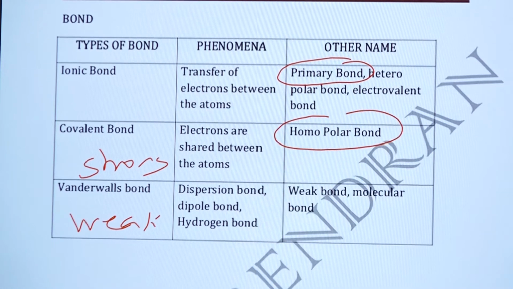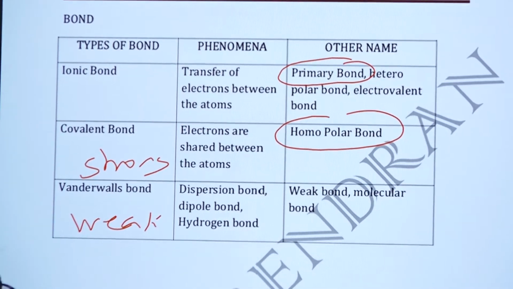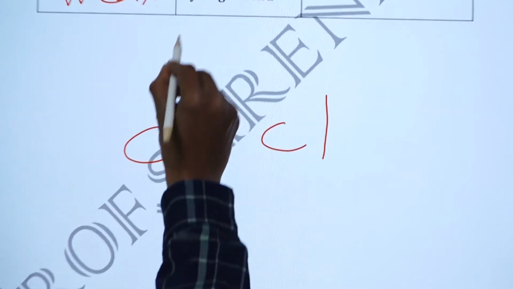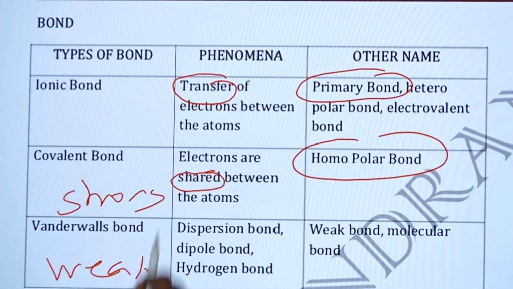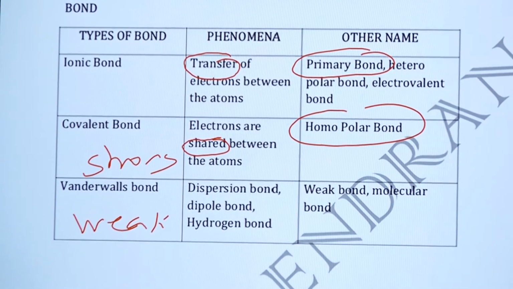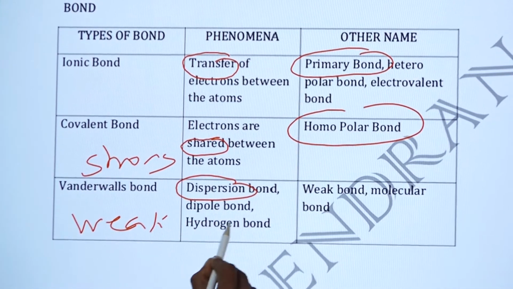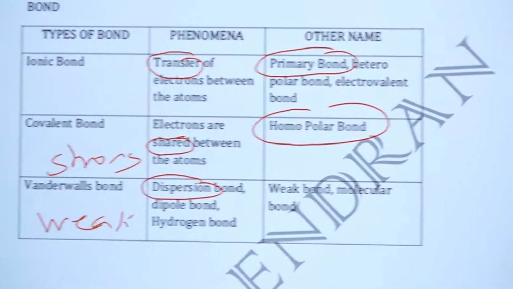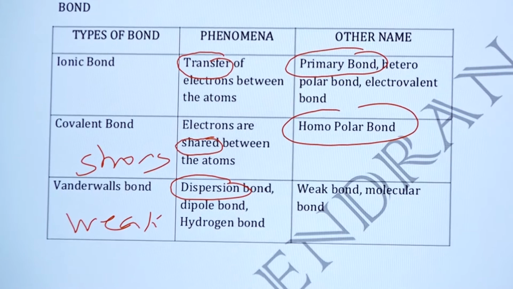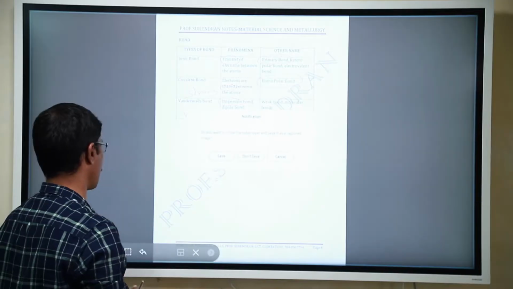Covalent bond is found in chlorine, Cl2, where electrons are shared. Here in the ionic bond, electrons are transferred. Van der Waals bond is the weakest bond. It can also be called dispersion bond, dipole bond, hydrogen bond. So molecular bonds all belong to the van der Waals bond.